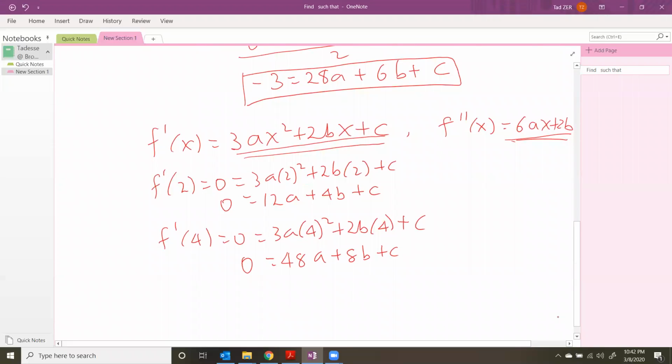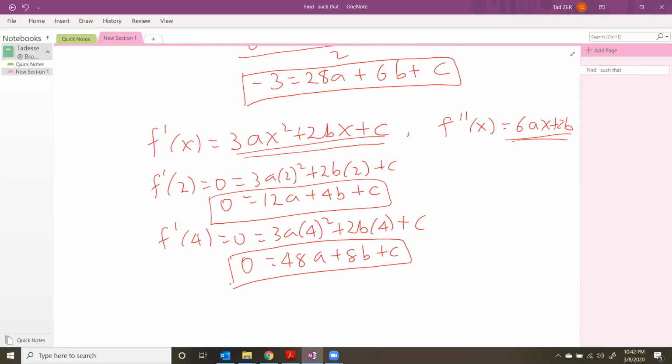Now I have two equations here with three unknowns, so I can solve, let's say, for c. I'll just subtract: 0 minus 0 is 0, and 48 minus 12 is 36.